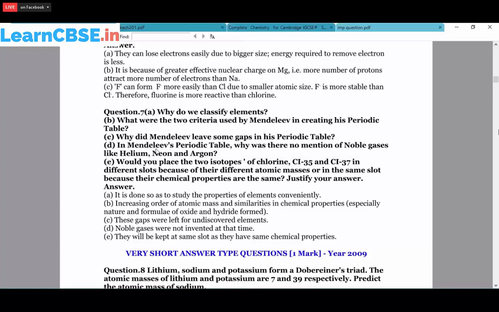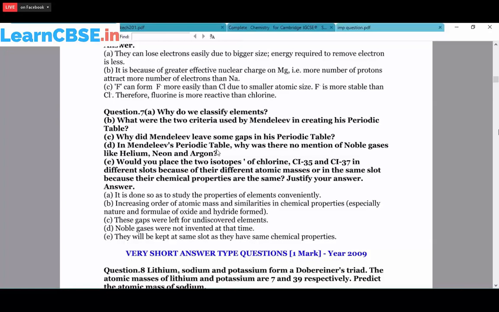Why did Mendeleev leave some gaps in his periodic table? Because those gaps were left for undiscovered elements. All the elements were not discovered at that time, only a few elements were discovered. So wherever he found similar chemical properties, he placed the elements in that space. If it did not match, he left some spaces for the undiscovered elements.